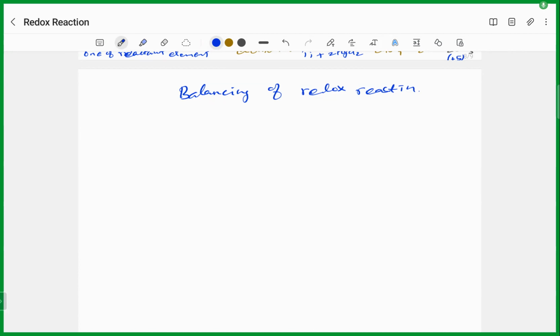First, we have to identify the skeletal reaction. This one: P4 plus OH minus gives PH3 and H2PO2 minus.